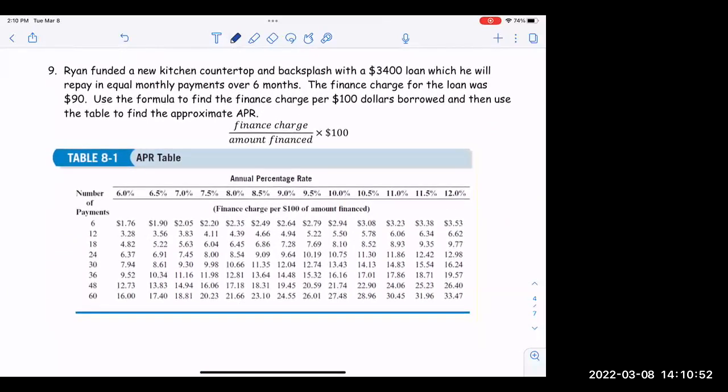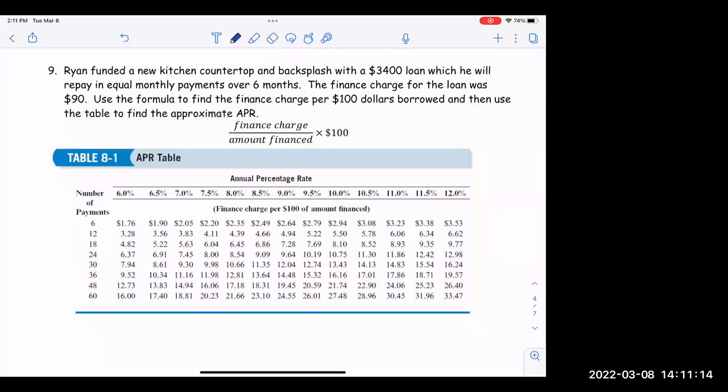I made up this problem and my husband's name is Ryan and we just got a new countertop and backsplash. So I just made up this number. Ryan funded a new kitchen countertop and backsplash with a $3,400 loan, which he will repay in equal monthly payments over 6 months. The finance charge for the loan was $90.